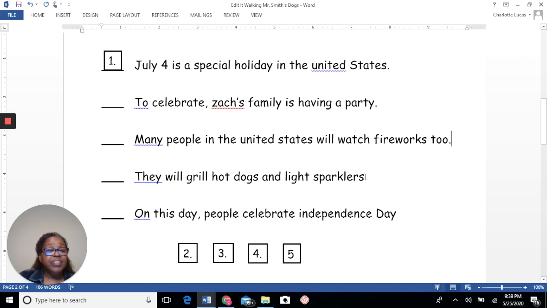So that sounds like that could be a strong emotion sentence. It sounds like it could be, oh, they're going to make hot dogs and they're going to light the sparkles. So I'm going to go ahead and put an exclamation right there because that sounds like something very special. And then the punctuation for the last sentence. On this day, people celebrate Independence Day. And that's again just a statement. We're not asking a question, and there's not a lot of strong emotion in that one. So we're going to put a period right there.